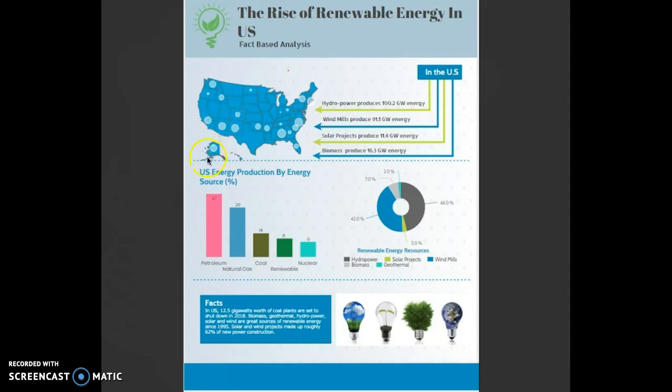The second section contains graphs, where the first graph is a pie chart, and it shows the contribution of renewable energy resources, and the second graph is a bar chart that describes the U.S. energy production by energy resource. I applied the proximity principle in this section of my infographic, where these graphs are aligned as a group and can be perceived as one unit.